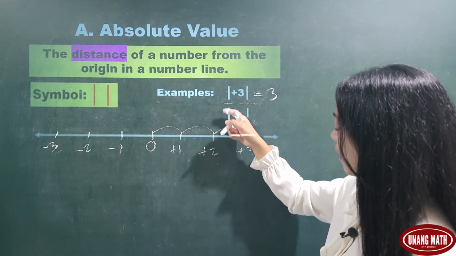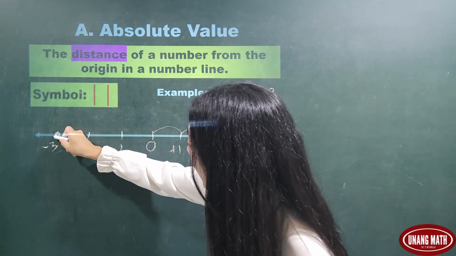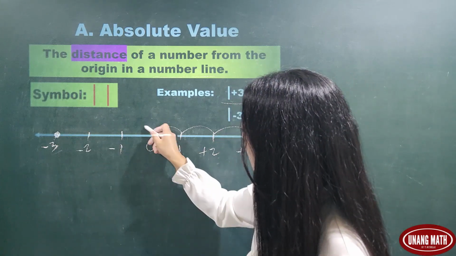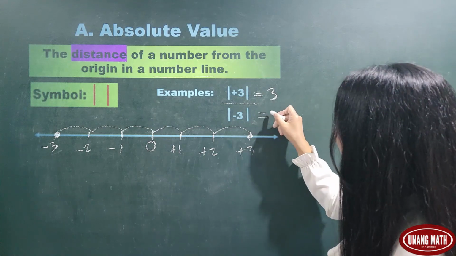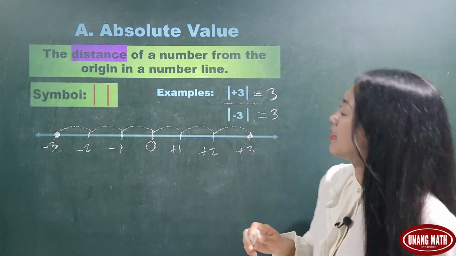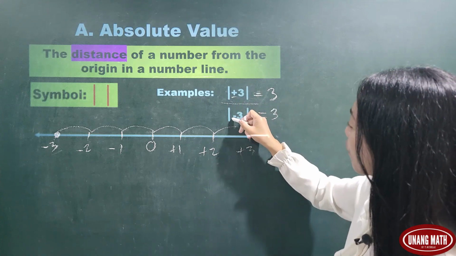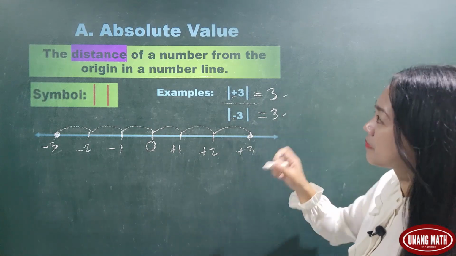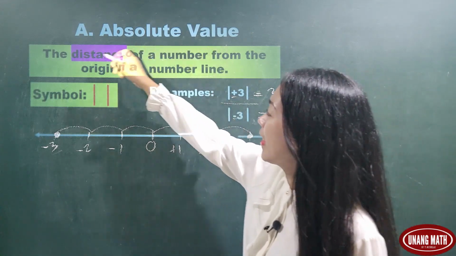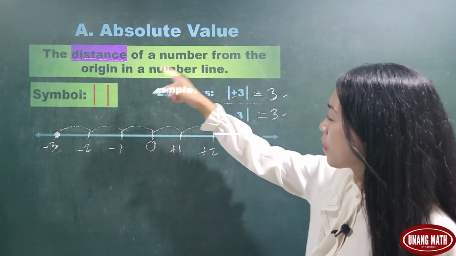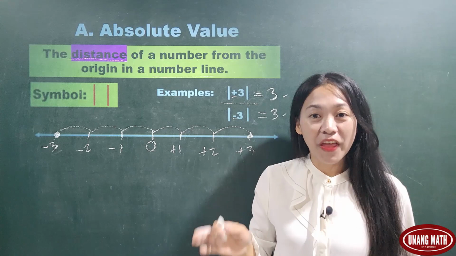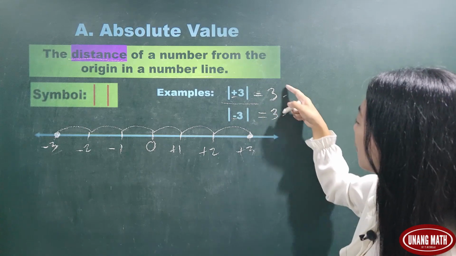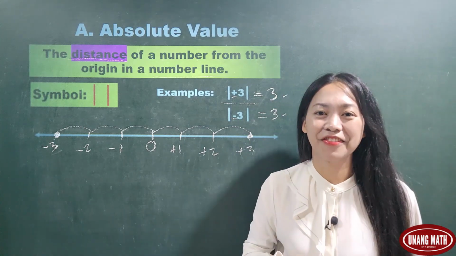How about negative 3 or absolute value of negative 3? In our number line, negative 3 is this point. What is the distance from the origin to negative 3? 1, 2, 3. So the answer is 3. That means whether the number is positive or negative, absolute values are always positive. Remember, absolute value is the distance of a number from the origin in a number line. There is no negative distance. That's why absolute values are always positive.